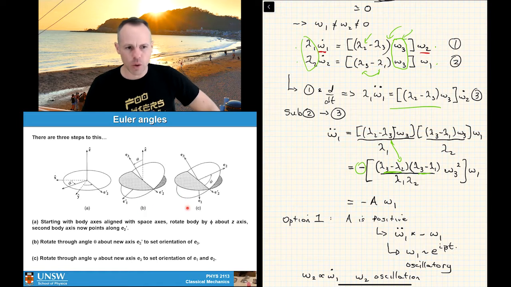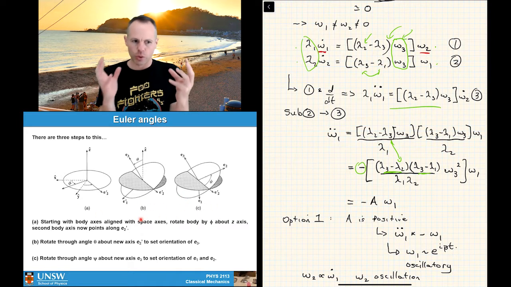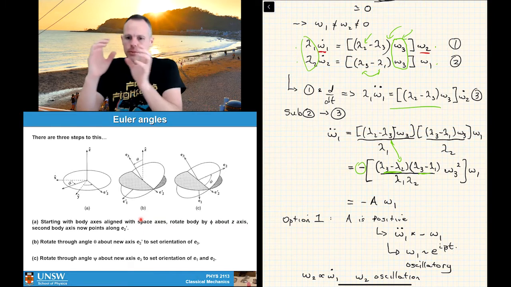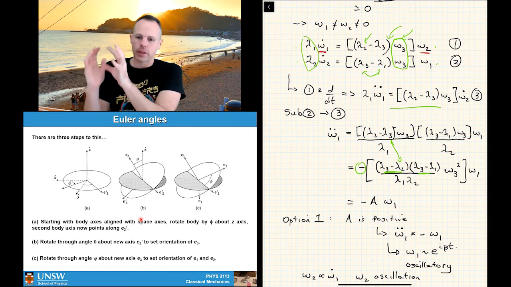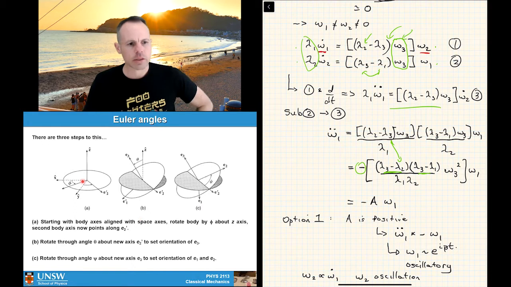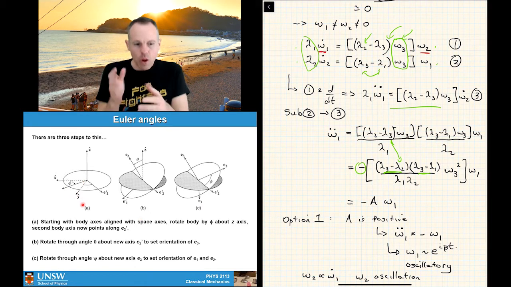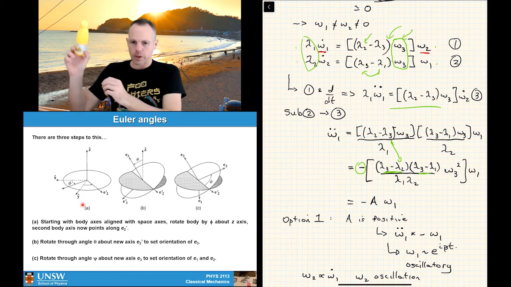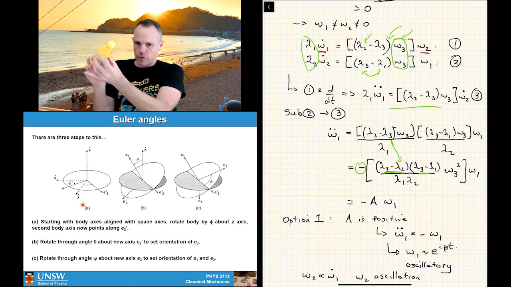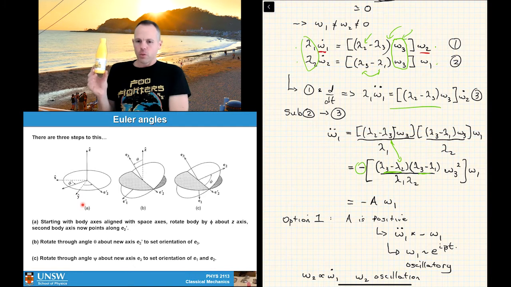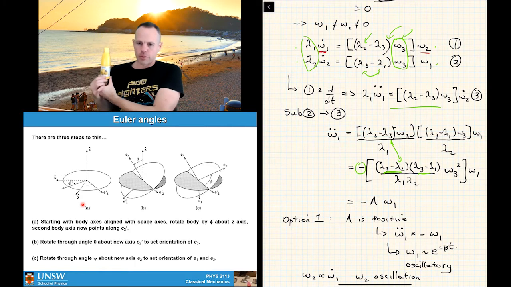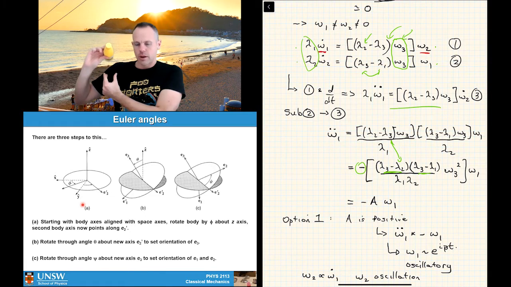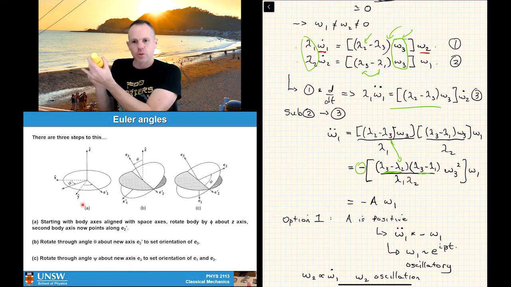So Euler angles rely on the fact that you take three steps to switch from your inertial reference frame to any particular position of your rotational frame relative to that inertial frame. You start with your body axes aligned to your space axes. Imagine you've got an object that you're interested in and you want to relate it to your inertial reference frame. You start with it aligned with your inertial reference frame, and you know that you have to execute a set of rotations to get it from where it is aligned to its position in that actual rotational motion, right?